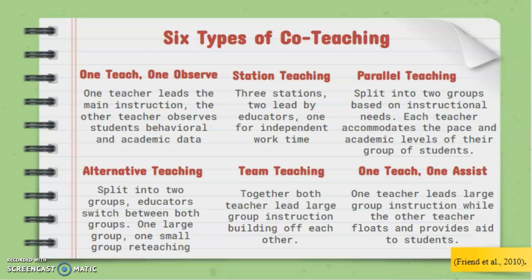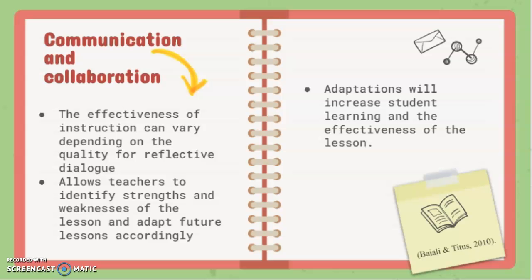So my first point of something that's really important to remember while co-teaching is communication and collaboration. So the effectiveness of this instruction can vary depending on the quality of reflective dialogue. So this needs to be done before, during, and after lessons. The 2 teachers need to get together and have a conversation about the lesson. It allows them to identify the strengths and the weaknesses of their lesson and adapt it for future lessons accordingly. These adaptations will increase student learning and the effectiveness of the lesson.